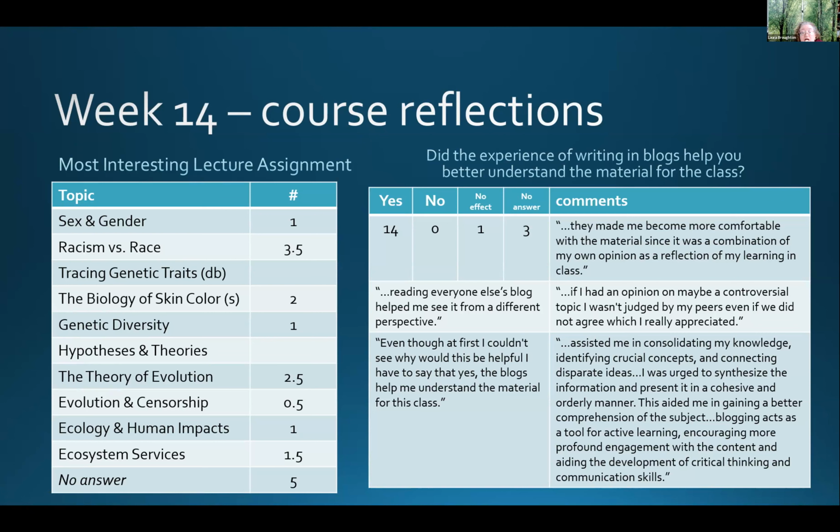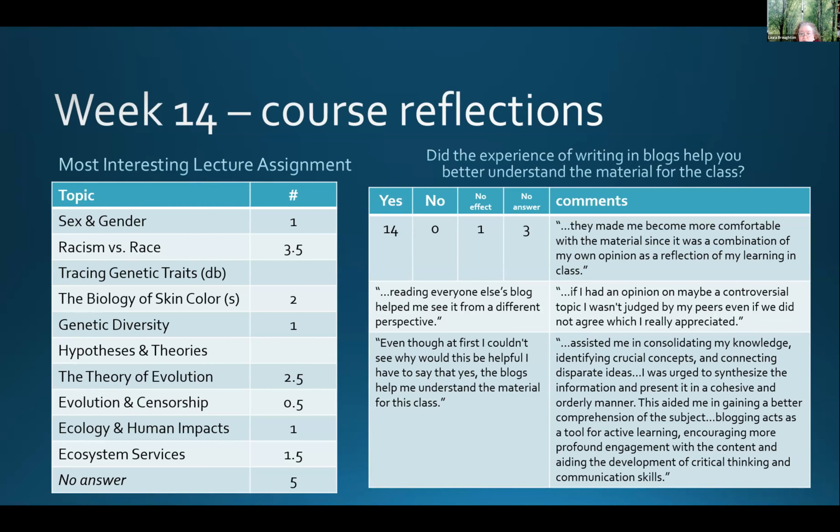And when I got them to tell me whether or not the writing of the blogs was actually helpful for understanding the material of the class, because the whole point is that hopefully they have a better understanding of evolution because they participated in the blog about it, right? If that blog's not helping them, then there's no reason to have them do it. And overwhelmingly, the students said, yeah. So I got, yes, even though I wasn't sure, one of them said, even though at first I couldn't see why it would be helpful, the blogs actually helped me understand the material.